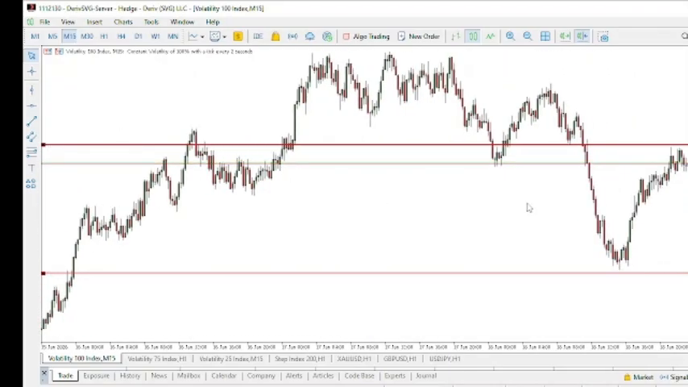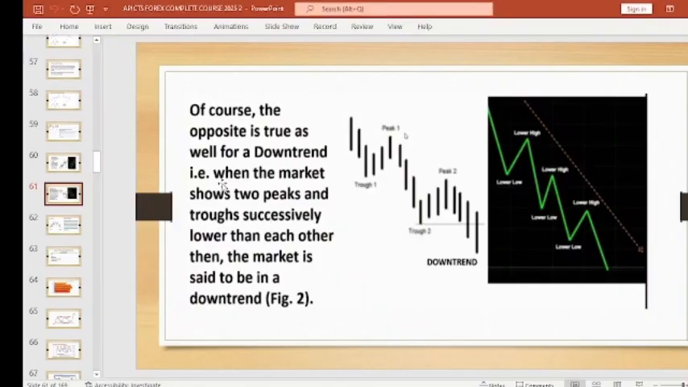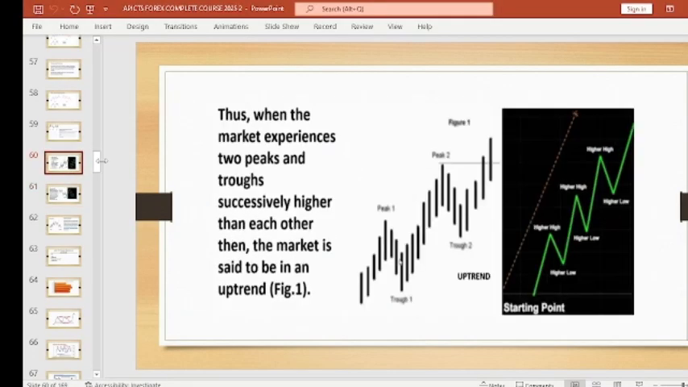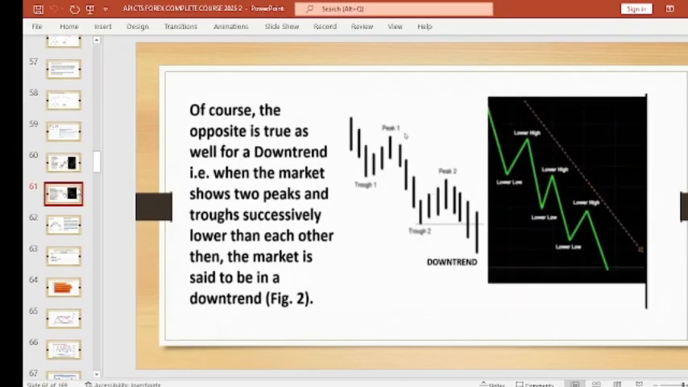So this is the first of the strategies I'm going to be sharing with you. When the market has two peaks and two troughs that are successively higher than each other, the market is said to be in an uptrend. And when the market has two peaks and two troughs that are successively lower than each other, the market is said to be in a downtrend. This is what I want you to go and master now. Then I will show you something deeper in the next class.